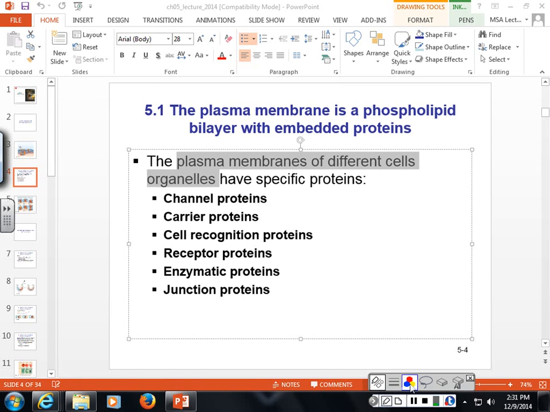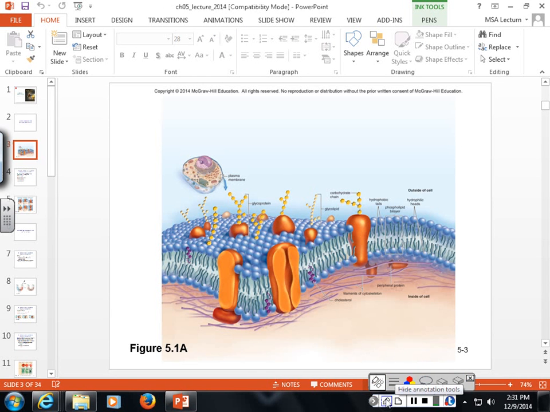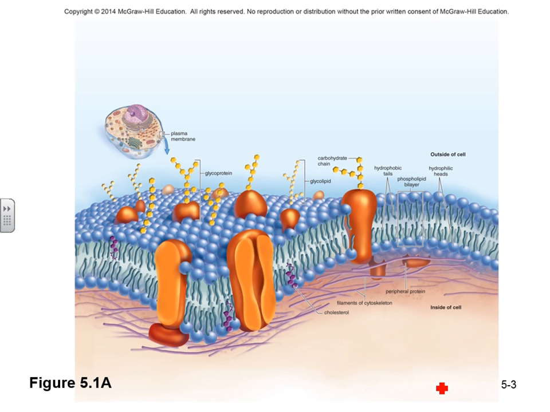Let me get the pen working. So plasma membranes have different cells and they have different proteins that are going to carry out specific jobs. So go back to this picture. Let me get everything going here. This does not want to behave. All right, close. We'll put it in picture form.